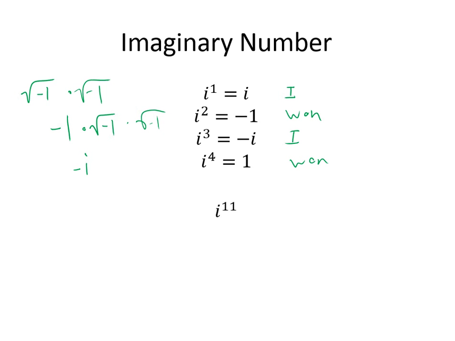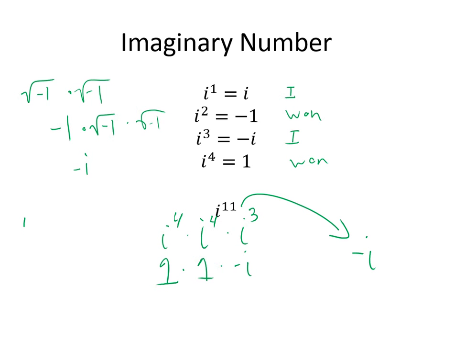So if I have i to the 11th, i to the 11th can be written as i^4 times i^4 times i^3. And i^4 is 1, i^4 is 1, i^3 is negative i. So i to the 11th would reduce down to negative i, and that would be the simplified form of i to the 11th.